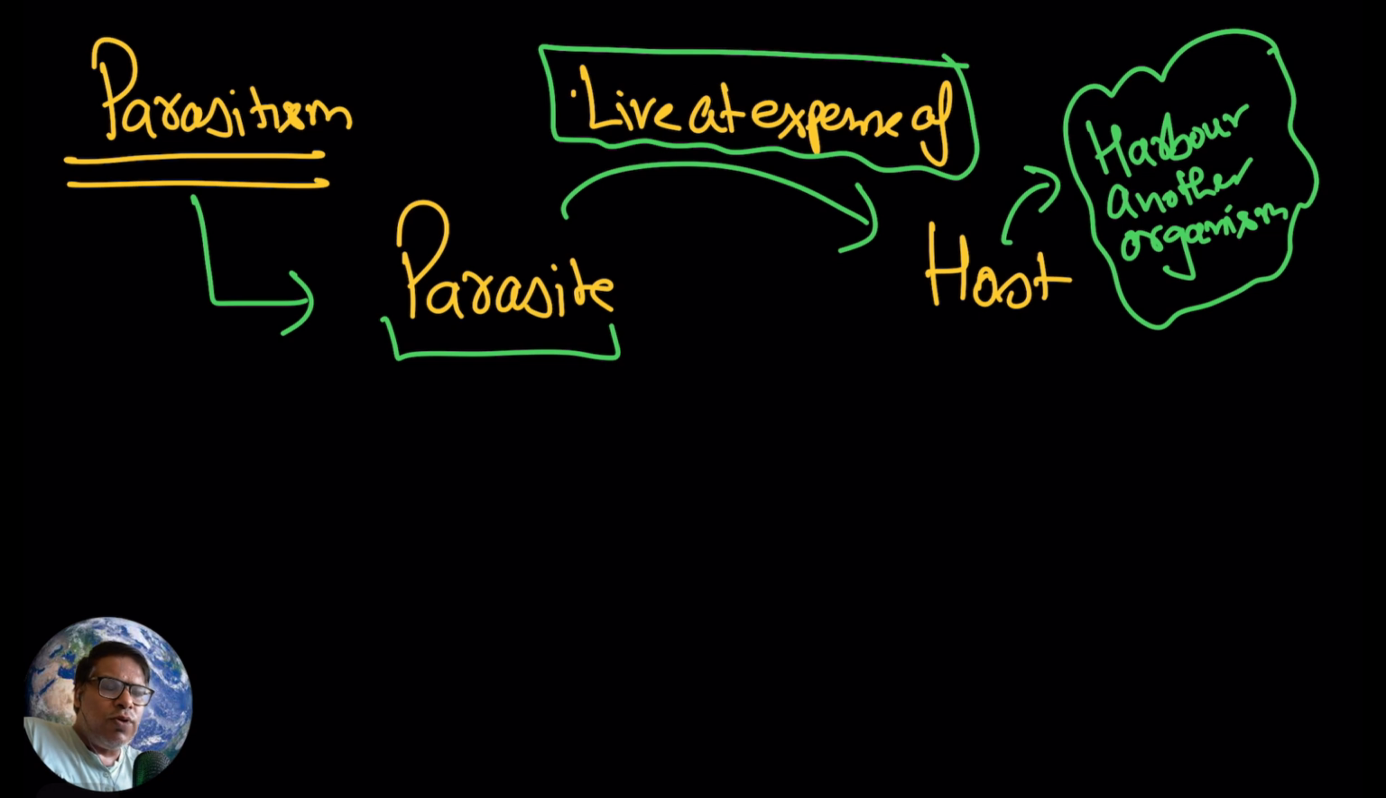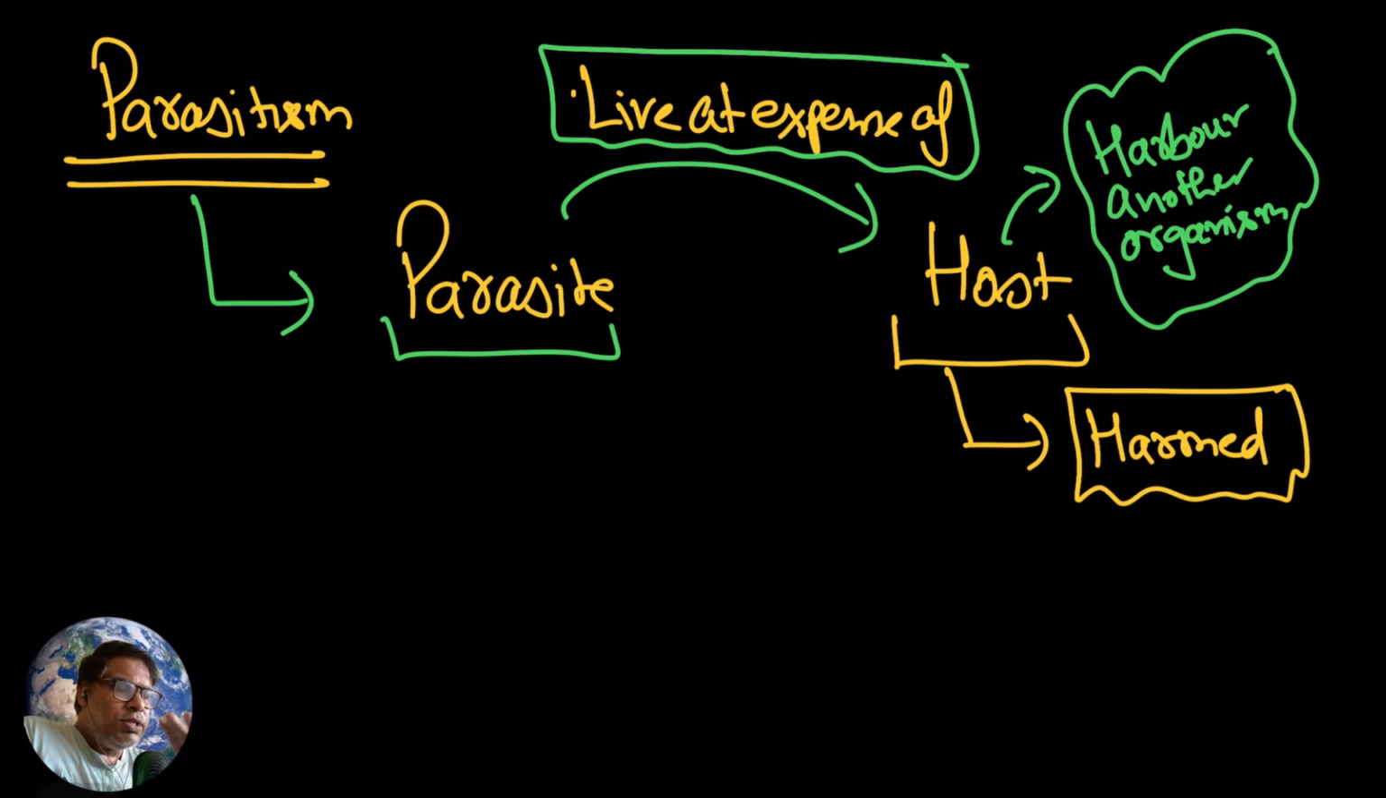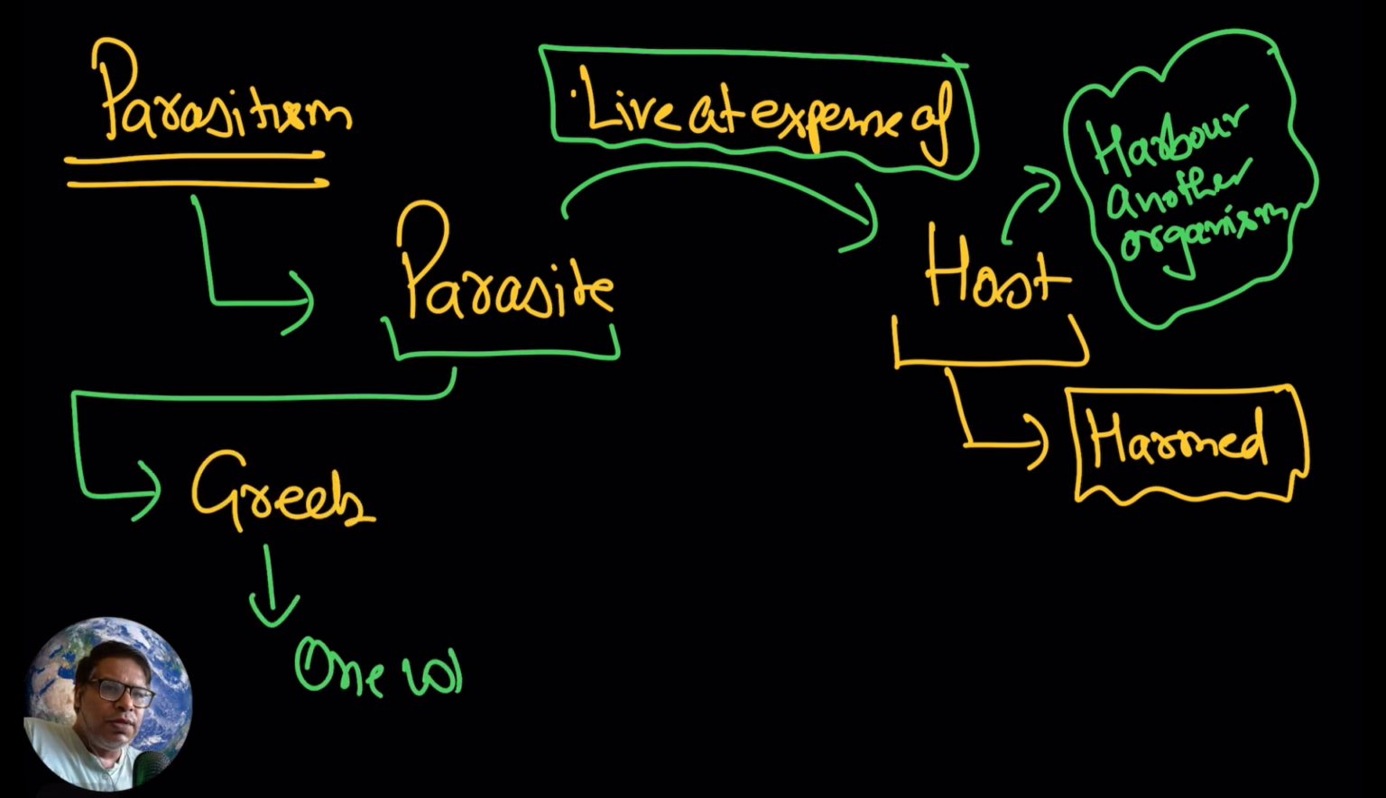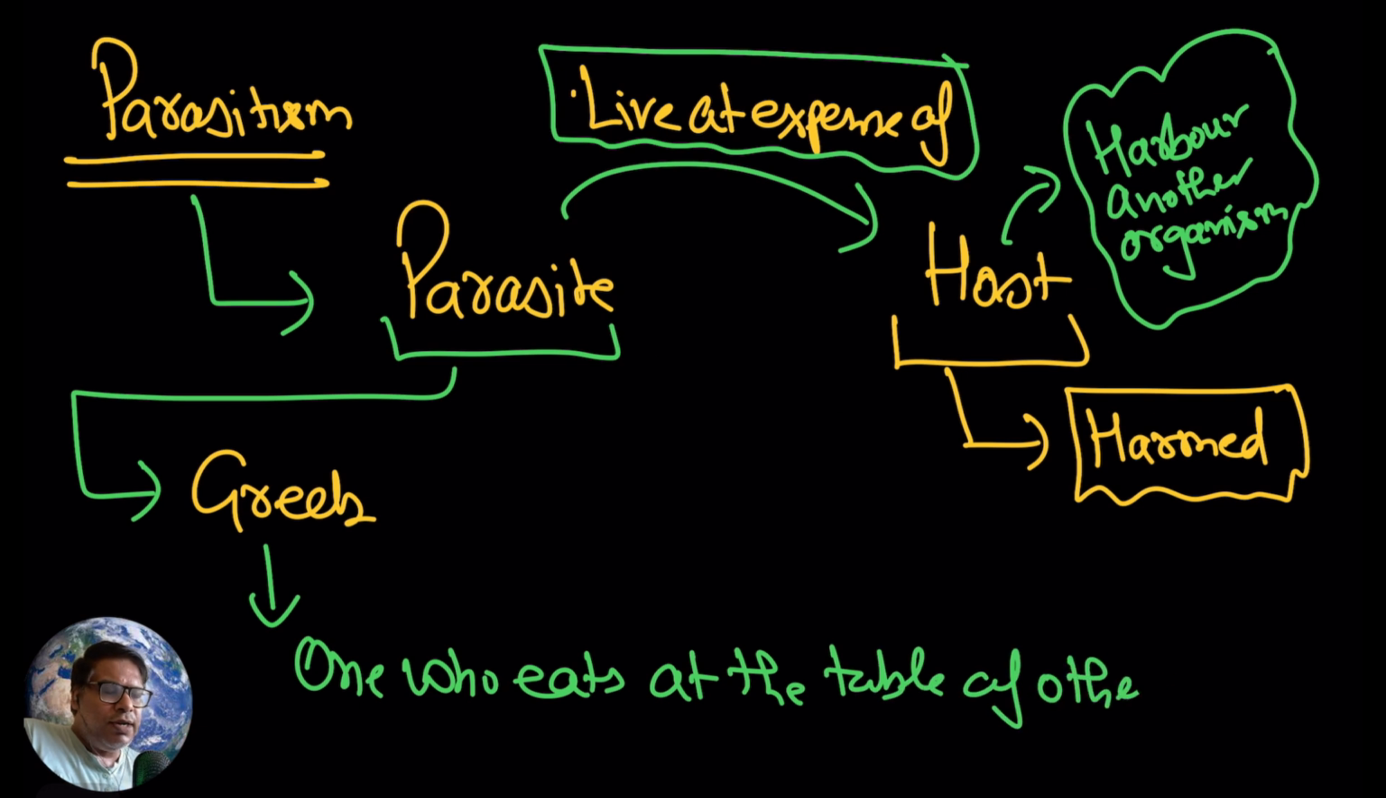Okay, so here you are going to have two organisms, one is parasite, another is the host. So here the parasite lives at the expense of host. Now I just want to tell you, in this situation the host generally is being harmed. And if you see this word parasite, it derives from the Greek word. It means one who eats at the table of other.